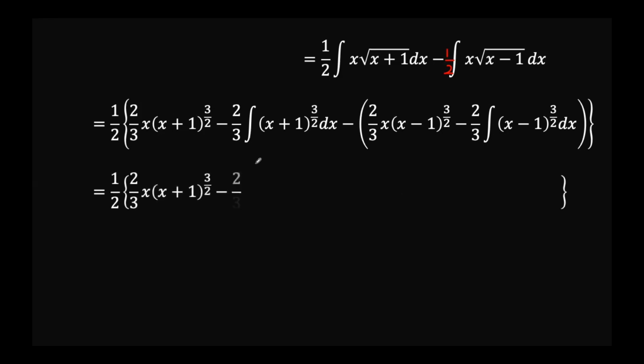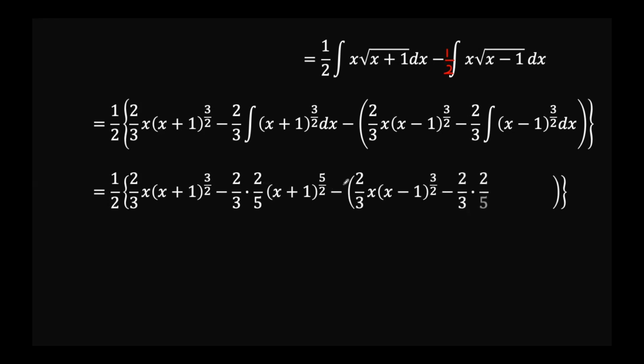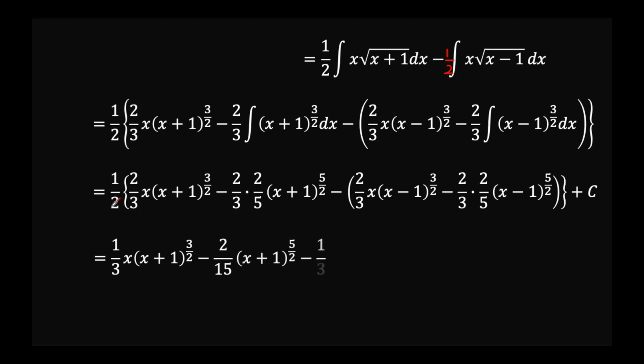So simplifying that, the integration of v1 is the same as 2 over 3 times 2 over 5 times (x plus 1) to the power 5 over 2. Integration of v2 is 2 over 3 times 2 over 5 times (x minus 1) to the power 5 over 2. Now we have an integration constant there. So we have now half a third, since this 2, this and that cancel, and this and that cancel, and then this and that cancel, and then this and that cancel.